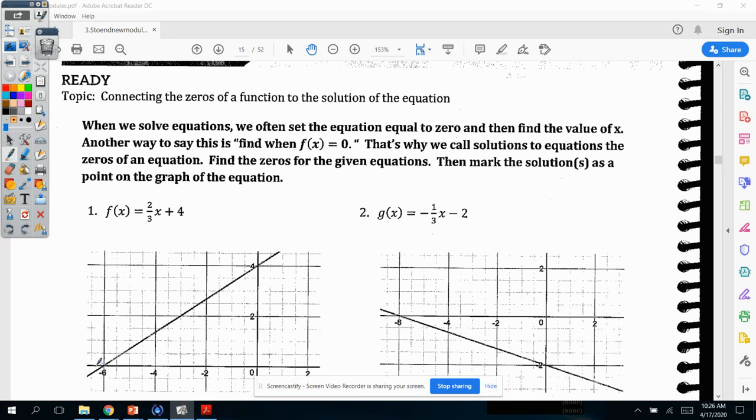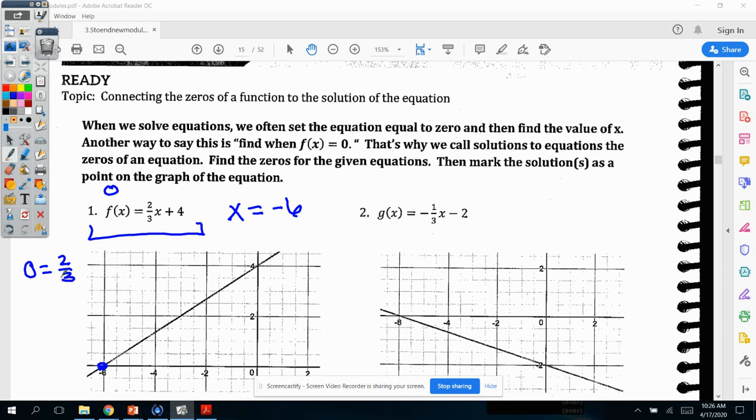So what they're doing here is they're giving you the graph, and they're asking you to find the zeros. Because they're giving you the graph, you don't have to do any math here, because zeros are when, this is a line, when does the line equal 0? The line equals 0 right here at this point. The answer is -6.